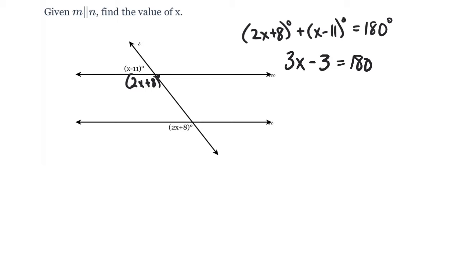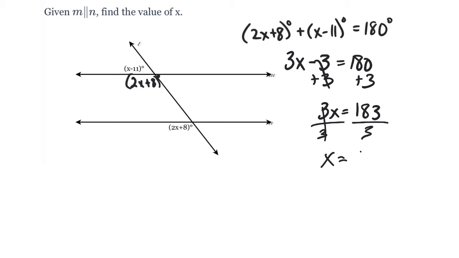Now I've got just a two-step equation. I can add 3 to each side. 3x is equal to 183. Now if I divide by 3 on each side, I should get that x is equal to 61. So x would equal 61 here. And this isn't 61 degrees, it's just the number 61, because I already got the degree symbol up here. So it's just x equals the number 61. And that's your final answer.